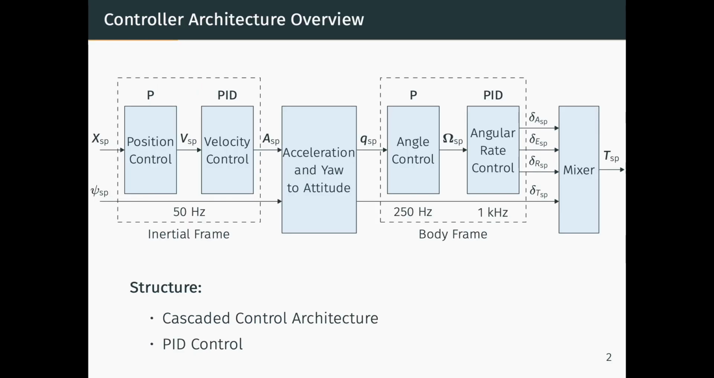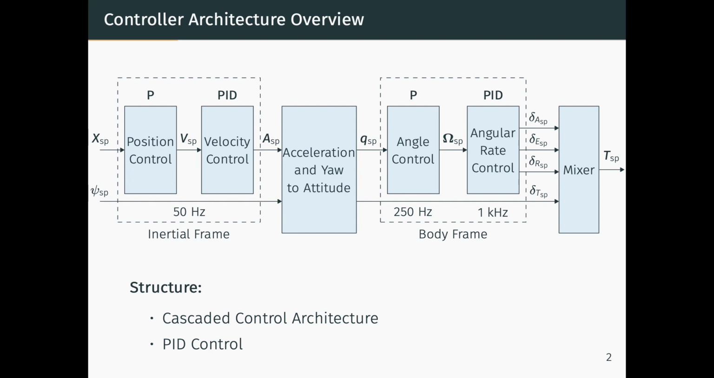This is an overview of the complete control architecture. From the left, we have the position controller, the velocity controller, a conversion block, the angle controller, the angular rate controller, and lastly, the mixer which outputs commands to the different motors. This architecture is known as a cascaded control architecture.